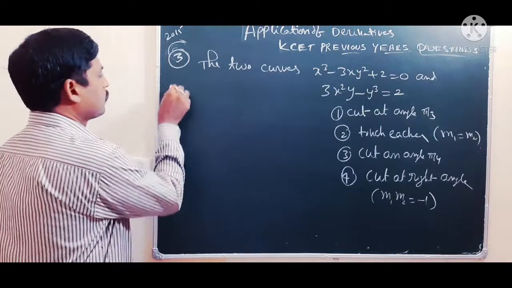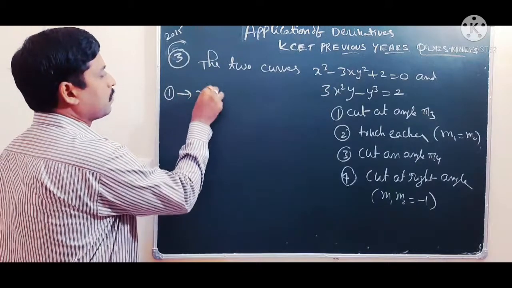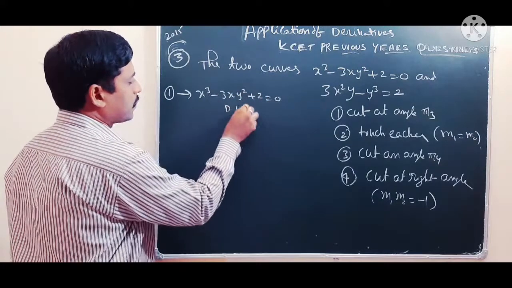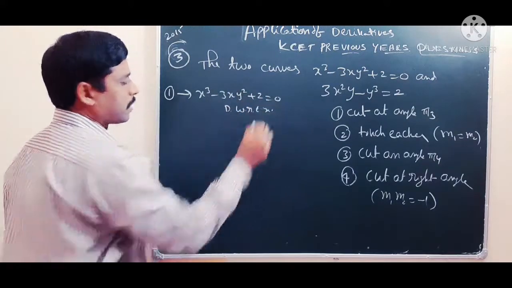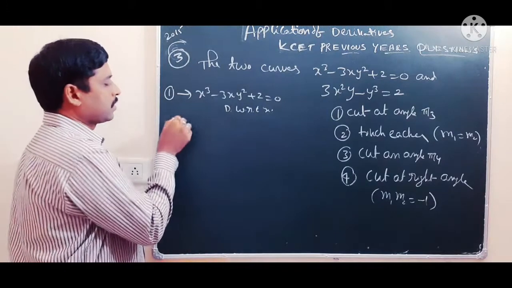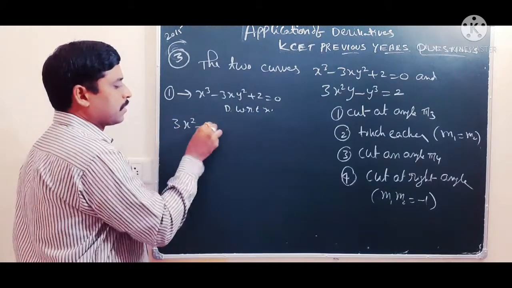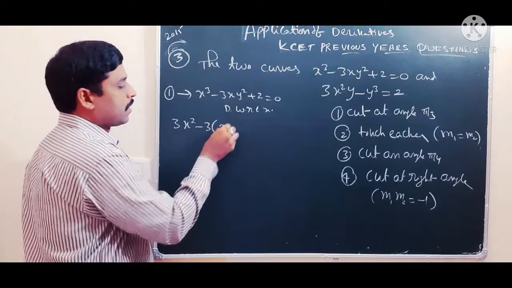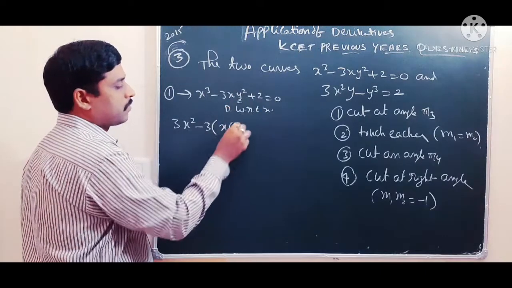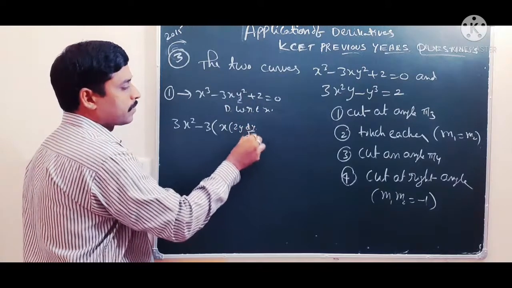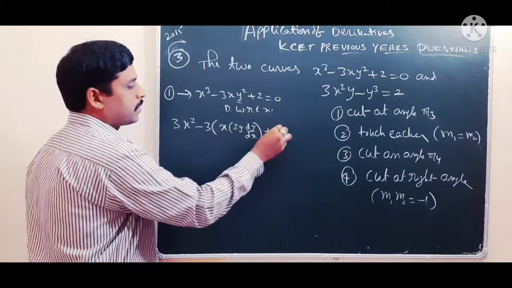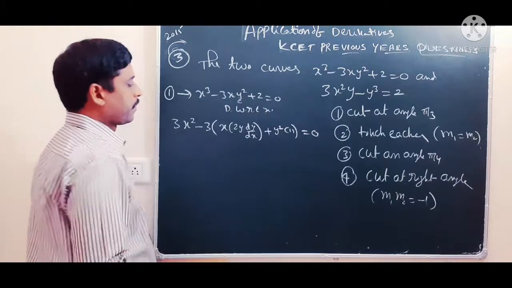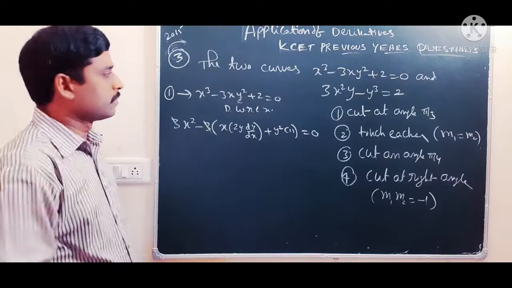What is the first curve? X cube minus 3xy square plus 2 is equal to 0. So now differentiation with respect to x on both sides. Differentiation of x cube is 3x square, 2 is constant. Differentiation of xy square by using UV formula: x into differentiation of y square, 2y dy by dx, plus y square into differentiation of x, 1. Constant derivative 0. Okay, 3 get cancelled.